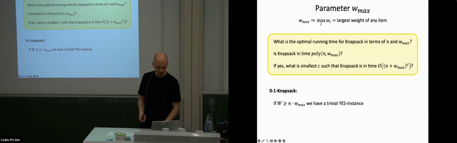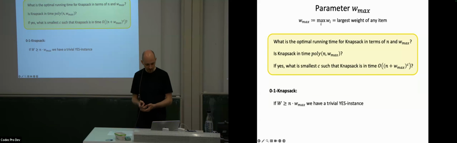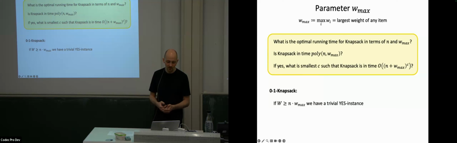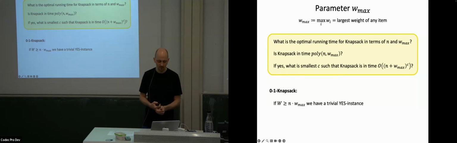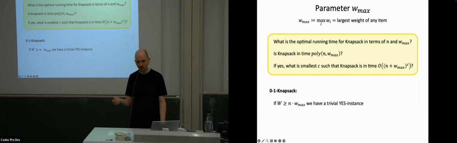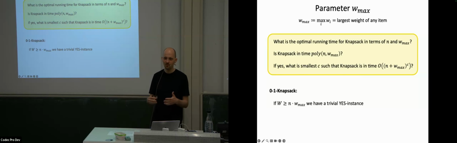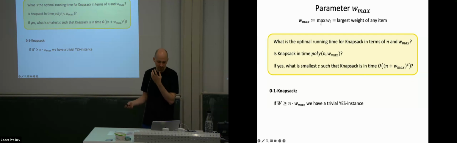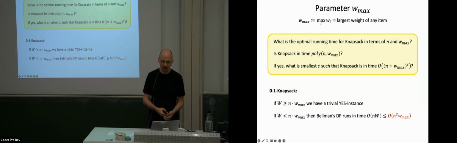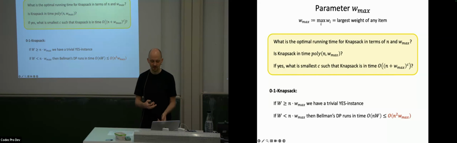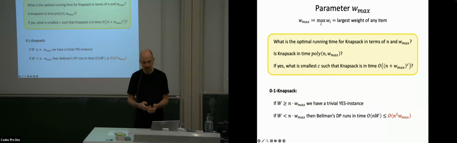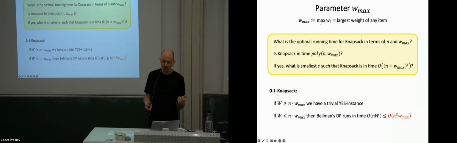For 0-1 knapsack, it's quite easy to see that it is in polynomial time in n and w_max. Because if the weight budget is more than the largest weight times the number of items, we can just pick all the items and we have a trivial instance, so we don't have to do anything. So really we can assume that the weight budget is at most n times w_max, and then this classic Bellman DP runs in time n times W, which is now n squared times w_max. So certainly we can do it in polynomial time in these two parameters.